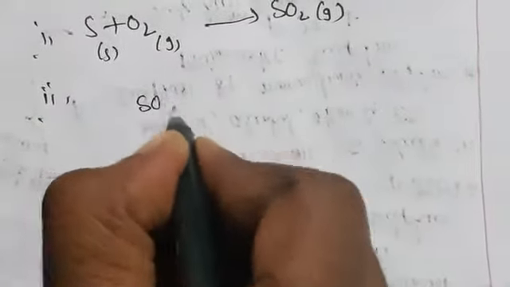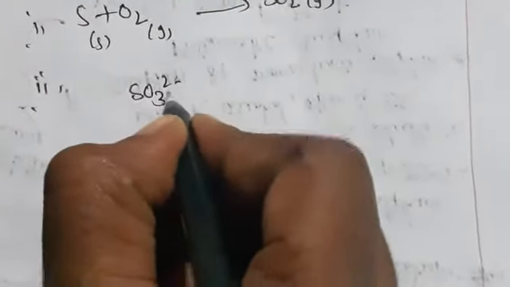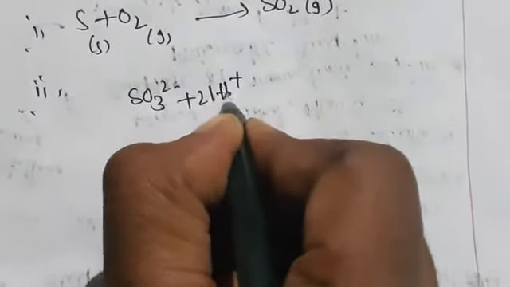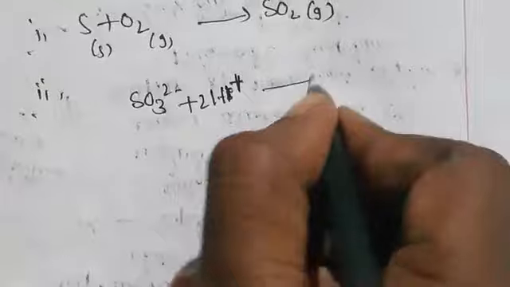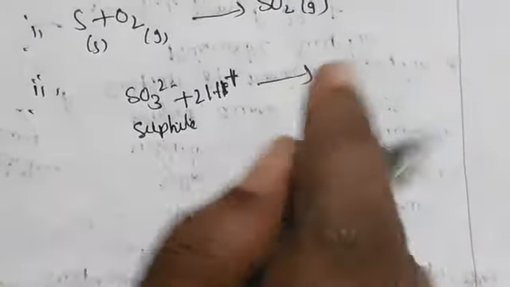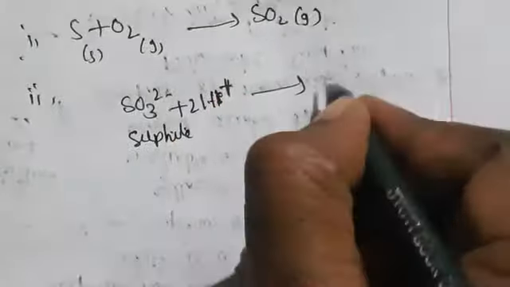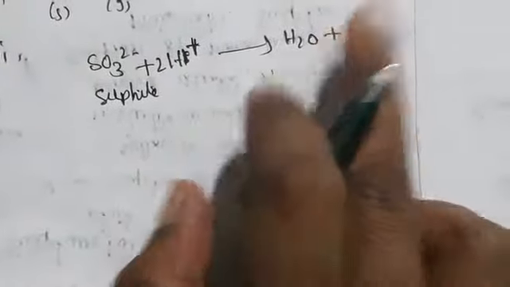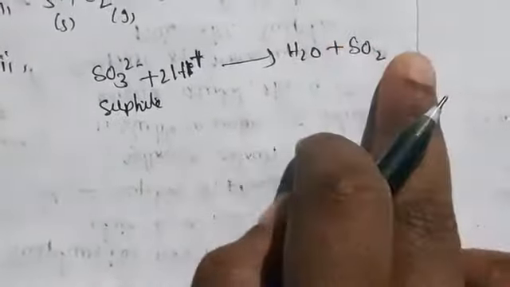Coming to the second preparation, in the laboratory, whenever you take sulphite in the presence of acid, means sulphite with dilute sulfuric acid, you will be getting a water molecule and sulphur dioxide. The gas after drying is liquefied under pressure and stored in steel cylinders. So it is stored in steel cylinders.